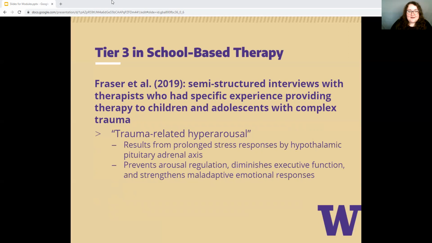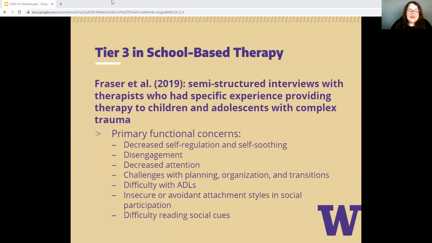These children can appear as hypervigilant or they may look as if they're always on guard. In the article, therapists describe some of the most common functional concerns for children and adolescents with a complex trauma history that they saw in their practice.